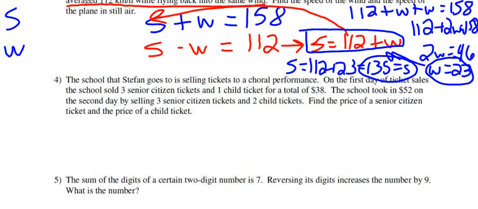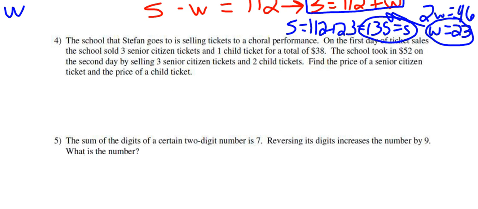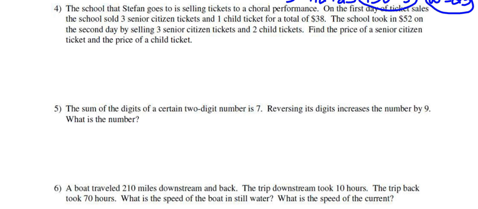All right, let's look at 3. The school that Stefan goes to is selling tickets to a choir performance. On the first day of ticket sales, the school sold 3 senior citizen tickets and 1 child ticket for a total of $38. The school took in $52 on the second day by selling 3 senior citizen tickets and 2 child tickets. Find the price of a senior citizen ticket and the price of a child ticket.